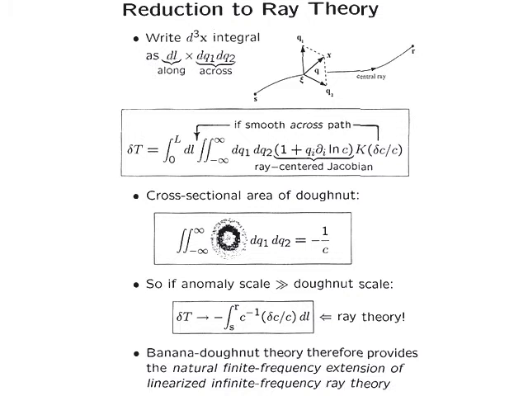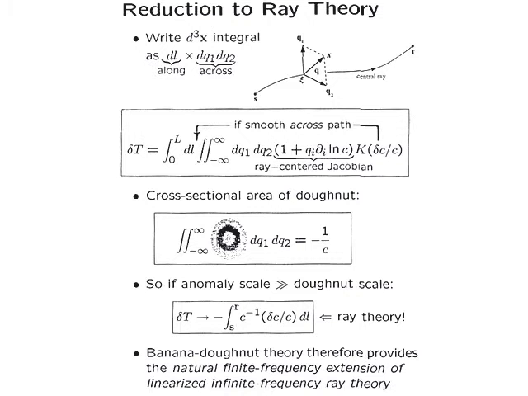Here's a nice theoretical feature of these three-dimensional kernels. Suppose that the heterogeneity structure is very smooth. This three-dimensional integral is an integral along the ray and then an integral in the two cross-path directions. Suppose it's smooth enough that you can take it outside of the integral in the two cross-path directions, but leave it inside of the integral along the ray.